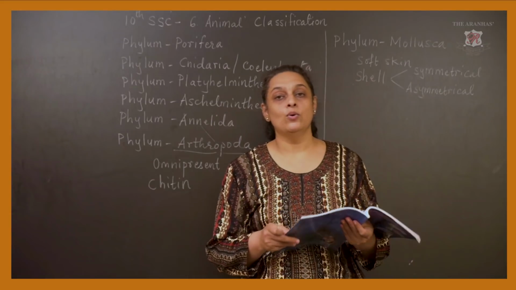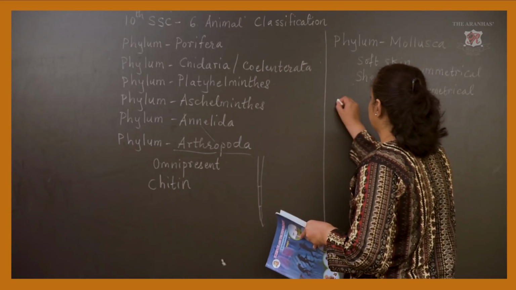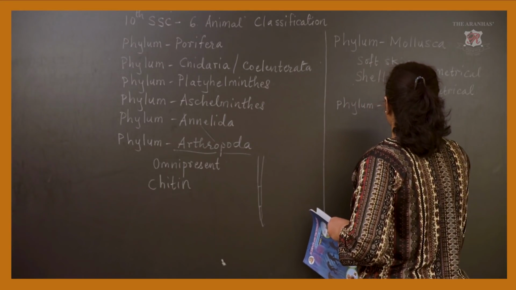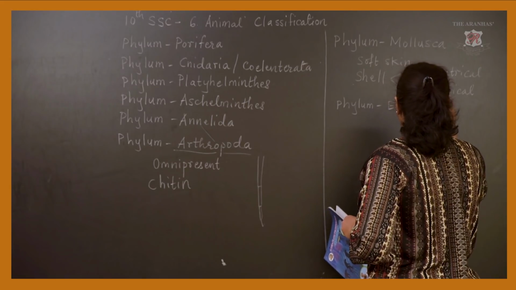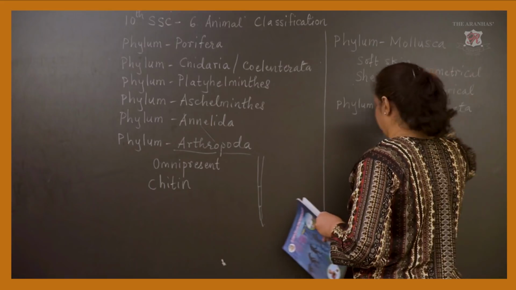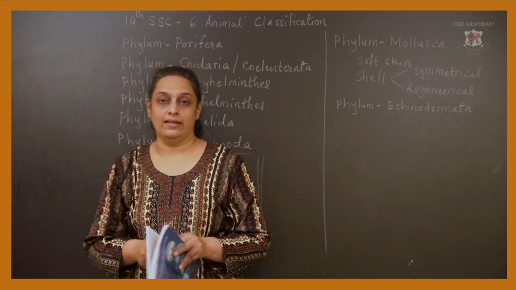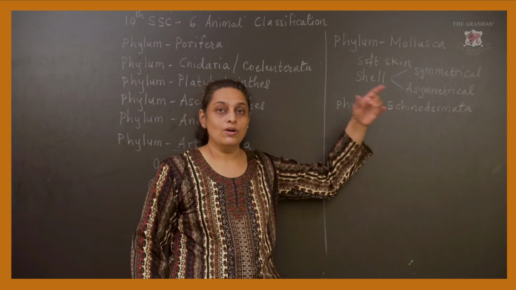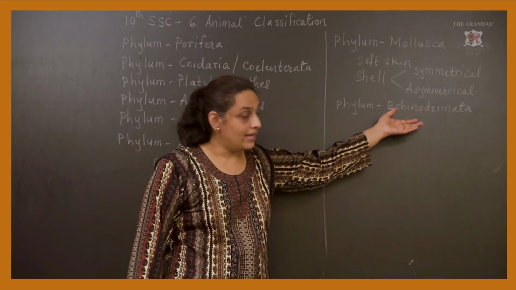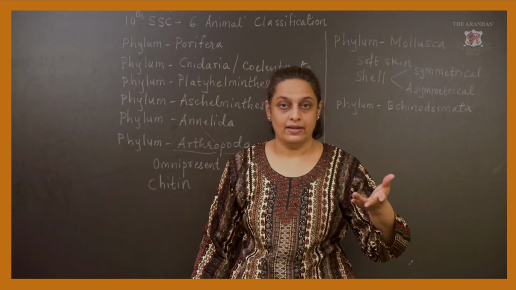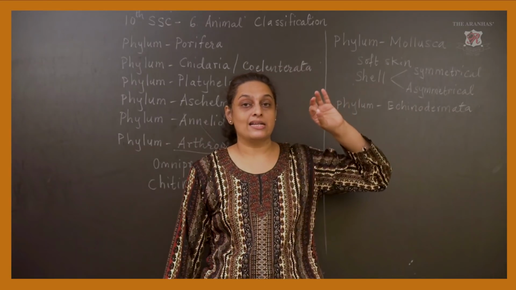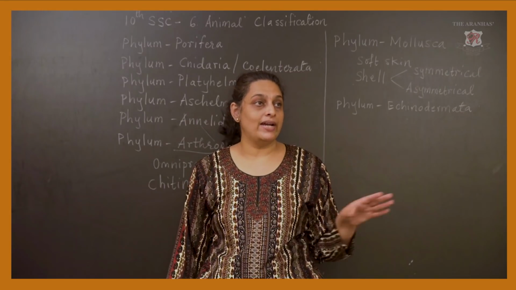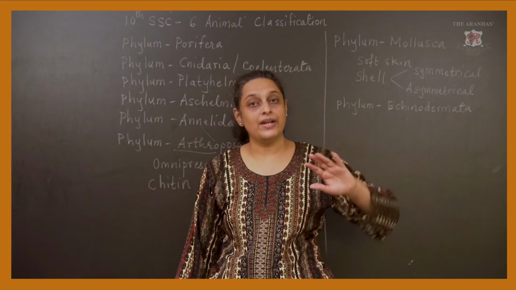And then Echinodermata, next phylum is Echinodermata. Okay, derma is skin and echinos is spiny. So, these animals, they have spiny skin. These members are exclusively from sea water or marine water. You will not find members of this phylum in fresh water.